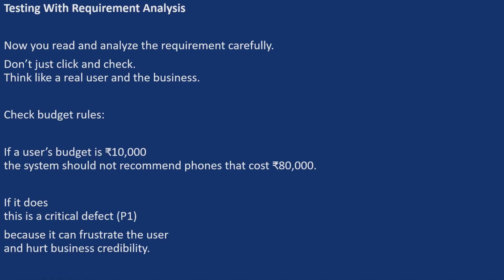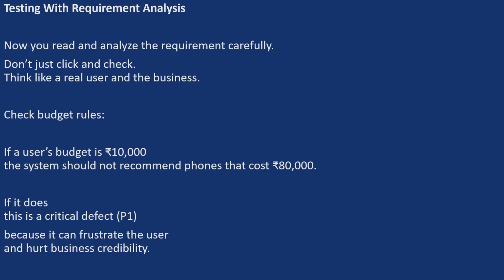Now, if you have a requirement, if you have done the requirement analysis and you do the testing with it, you read and analyze the requirements carefully. Don't just click and check. Think like a real user and the business. So you're going to check budget rules. If a user's budget is 10,000 rupees, the system should not recommend phones that cost 80,000 rupees.